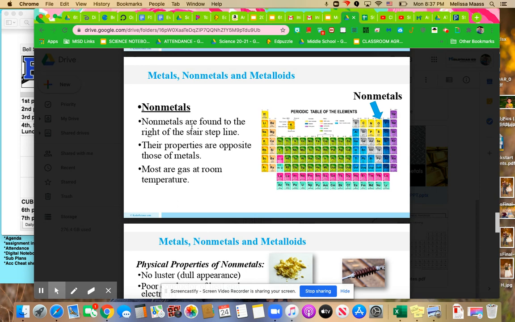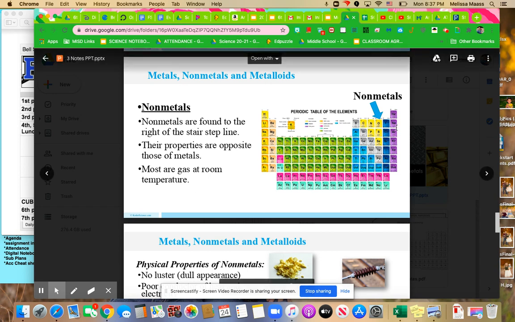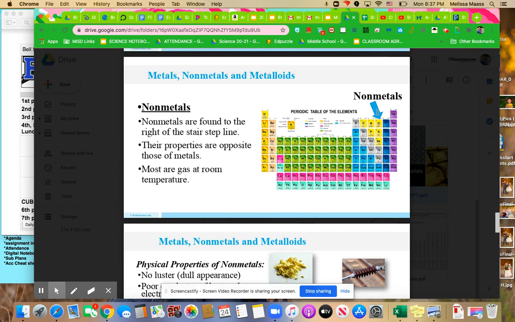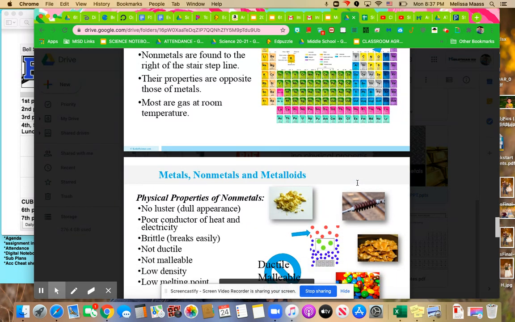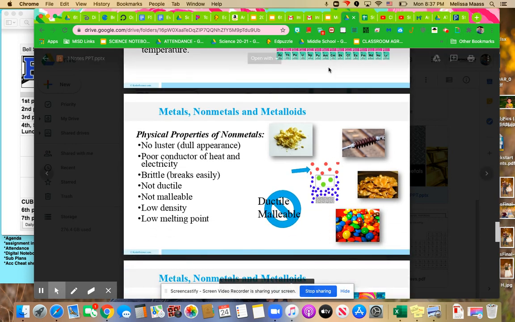Their properties are really going to be the exact opposite of the metals. Whatever metals are, nonmetals will not be. Most of the nonmetals over here are going to be gases, like neon, for example. So they're all going to be gases. Alrighty. So moving forward into the physical properties of nonmetals.